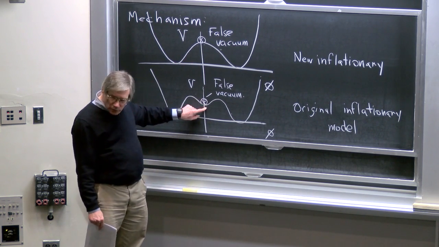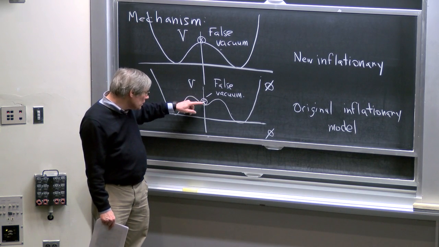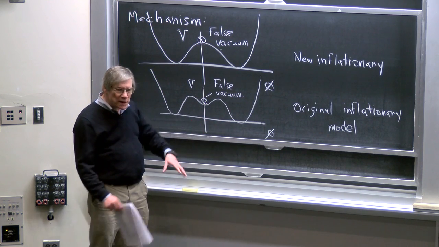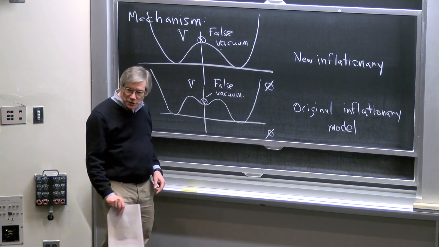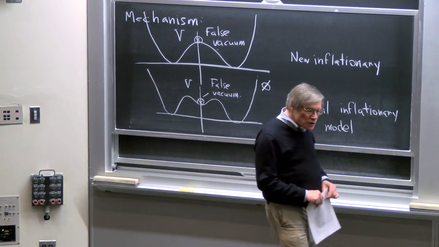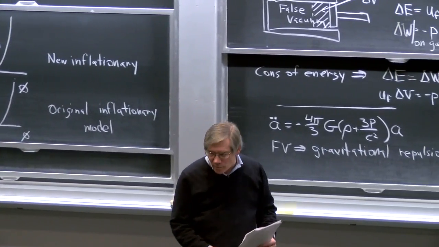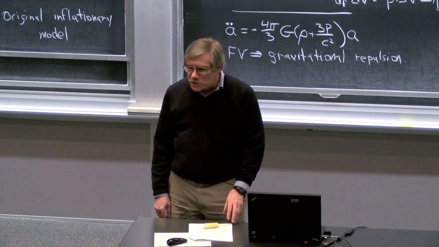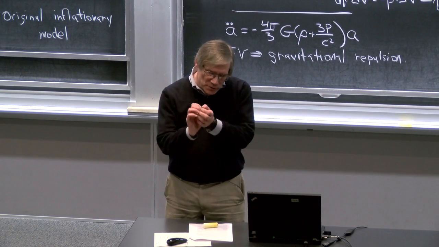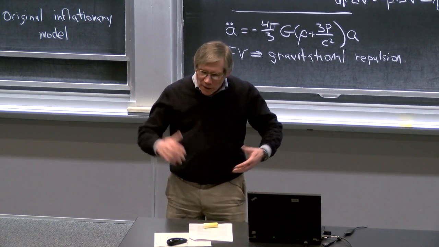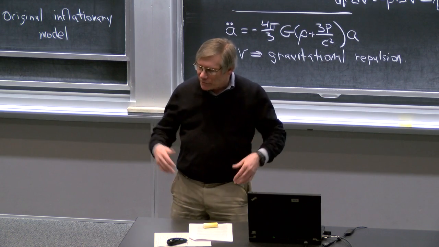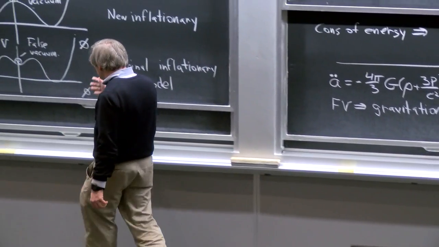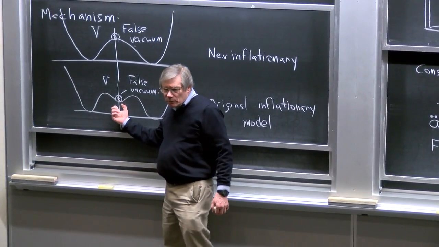In this model, inflation would end only by the tunneling of the scalar field through the barrier, which, as I said, happens in small regions, which then grow. Those regions are spherical, so they're called bubbles. And the whole process really is very much the way water boils. When you boil water, it forms very small bubbles initially, and the bubbles grow and then start colliding with each other and making a big frothy mess.